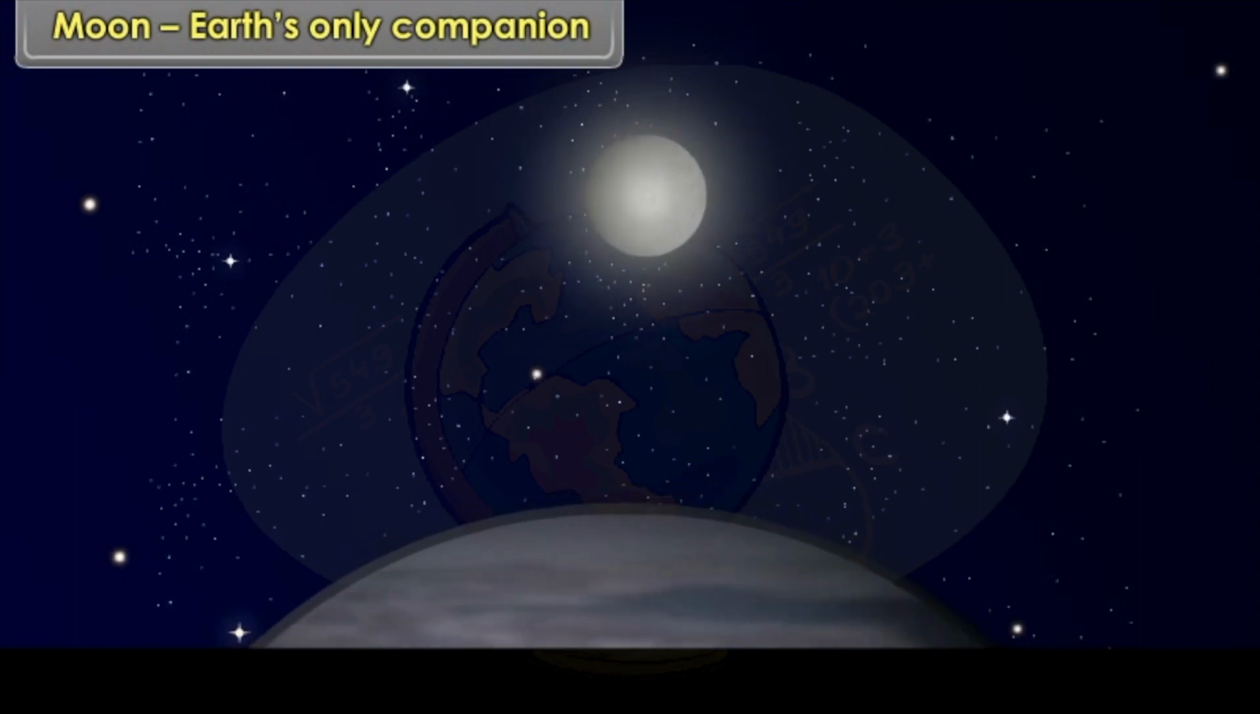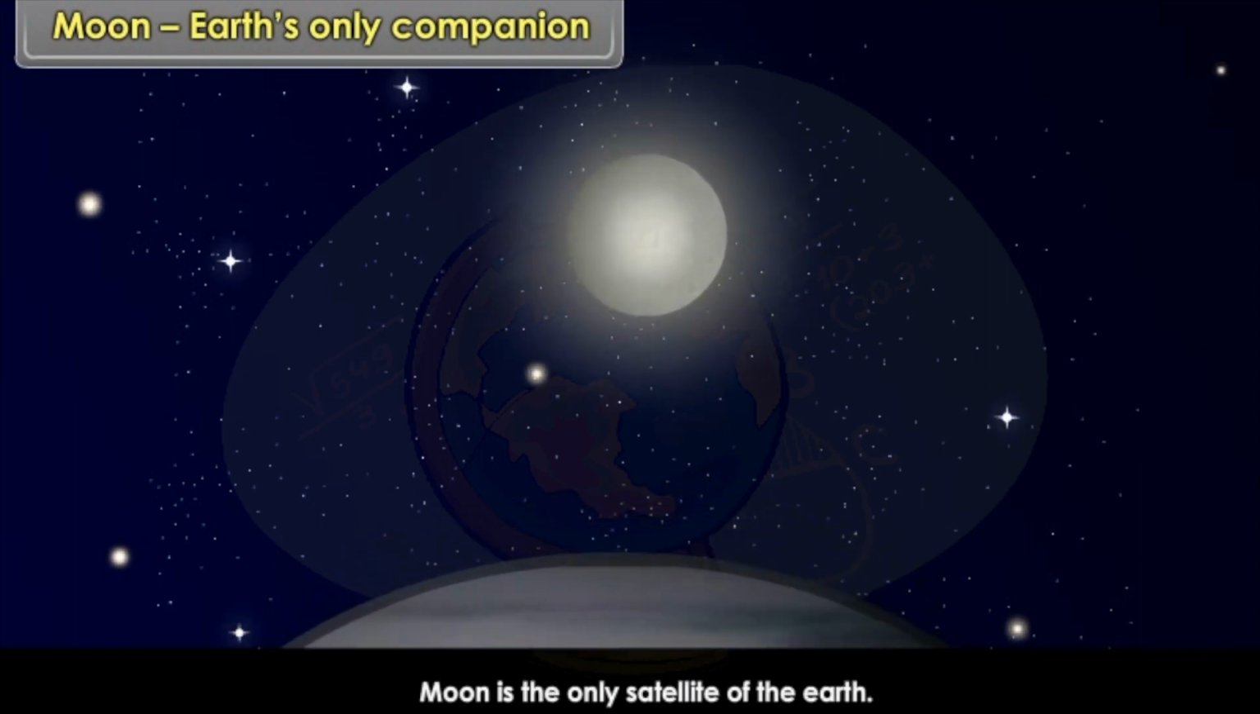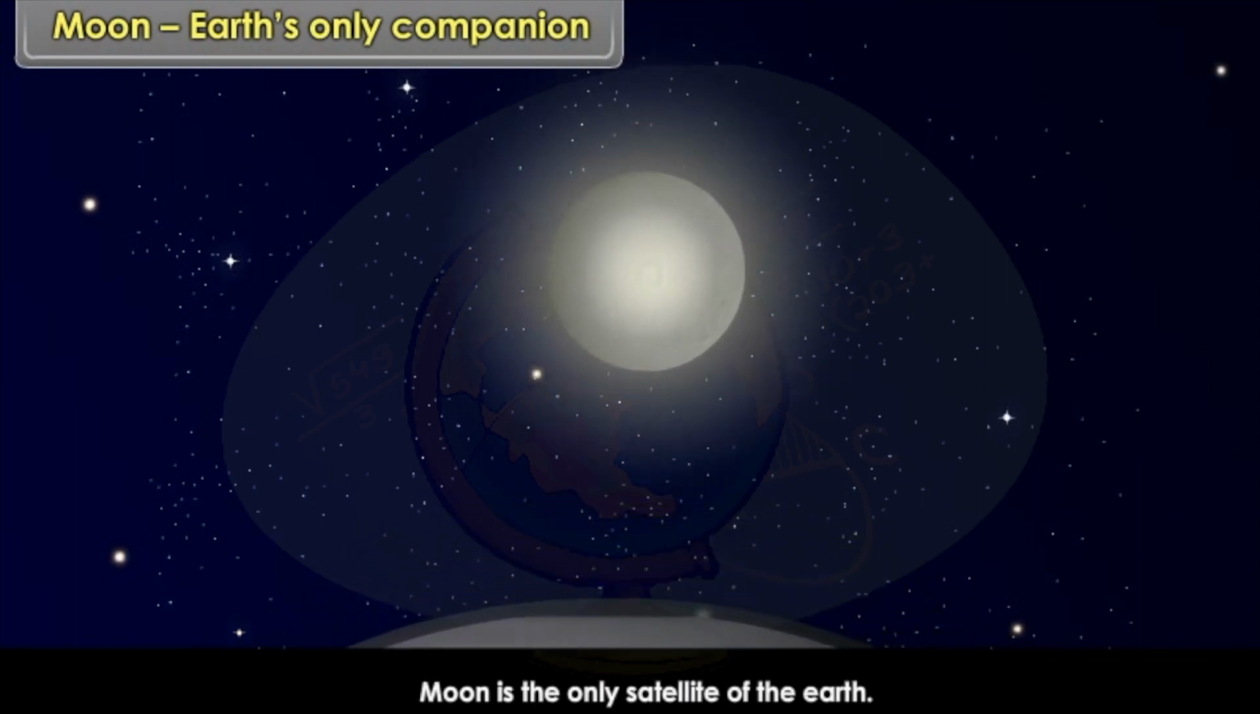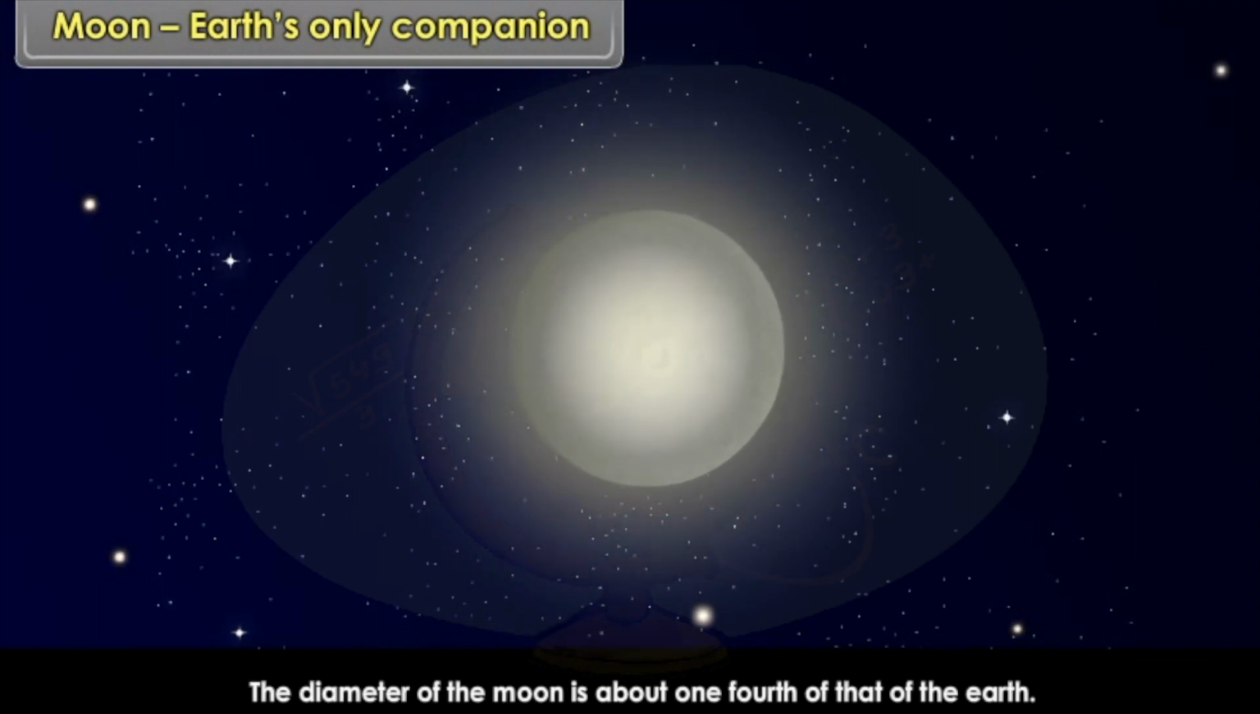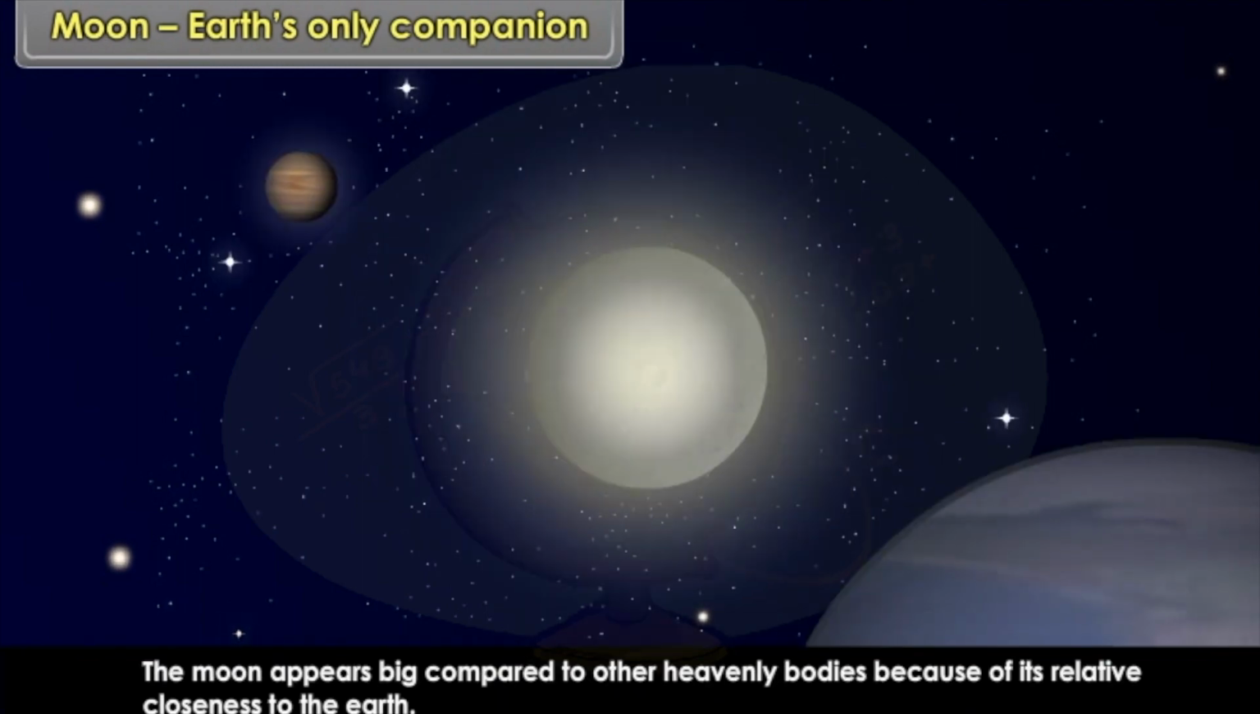Moon, Earth's only companion. Moon is the only satellite of the Earth. The diameter of the Moon is about 1/4 of that of the Earth. The Moon appears big compared to other heavenly bodies because of its relative closeness to the Earth. The Moon reflects light from the Sun.